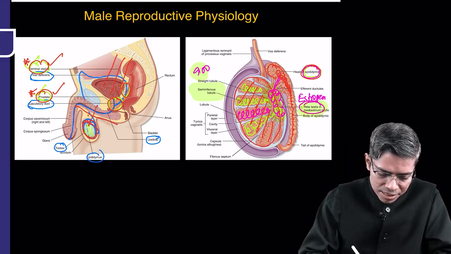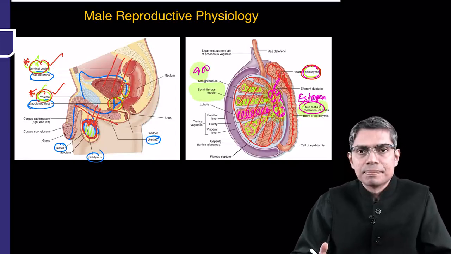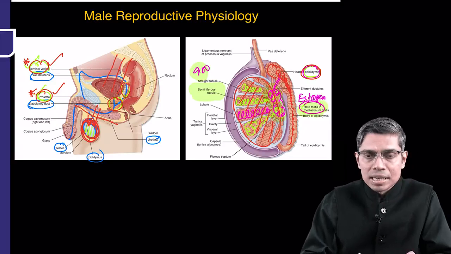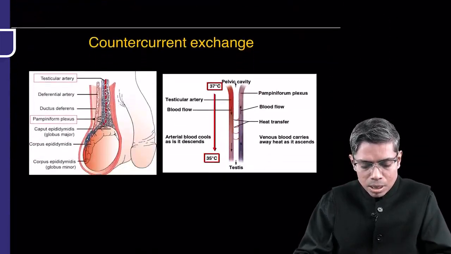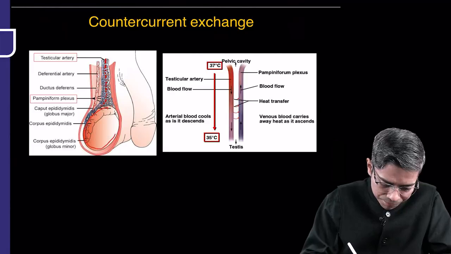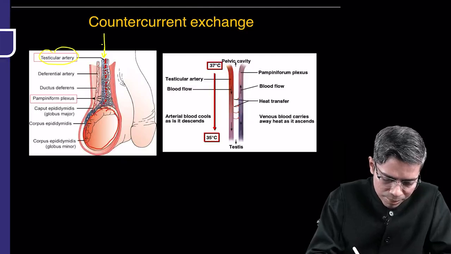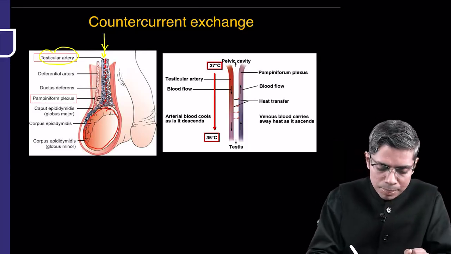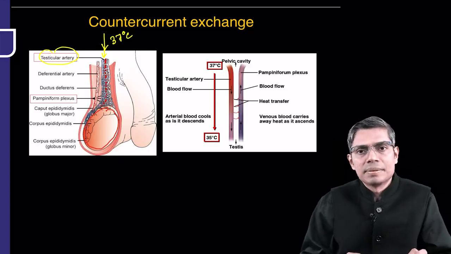So, the testis is located outside the abdominal cavity, and there is also a mechanism inside the testis by which the temperature of the testis remains low in comparison to the abdominal temperature. That system is known as the counter current exchange system at the level of the testis. So, look at this. This is your testis. It is supplied by the testicular artery, which is coming from the abdominal cavity. Because it is bringing blood from the abdominal cavity, the temperature of this blood is very high, at the core body temperature, nearly equal to 37 degrees centigrade.